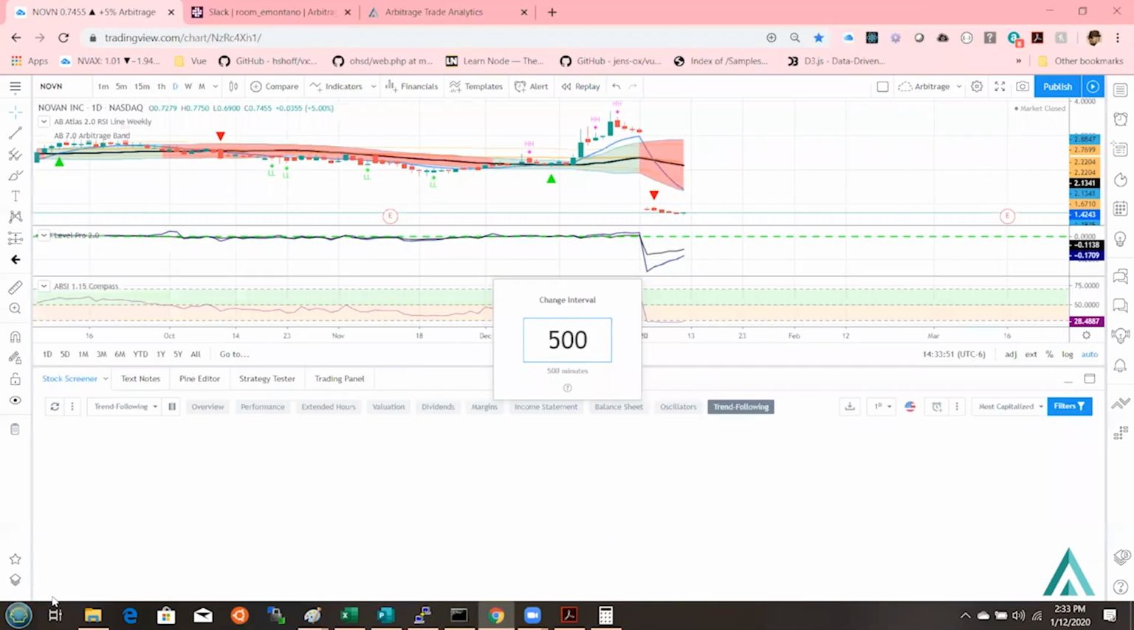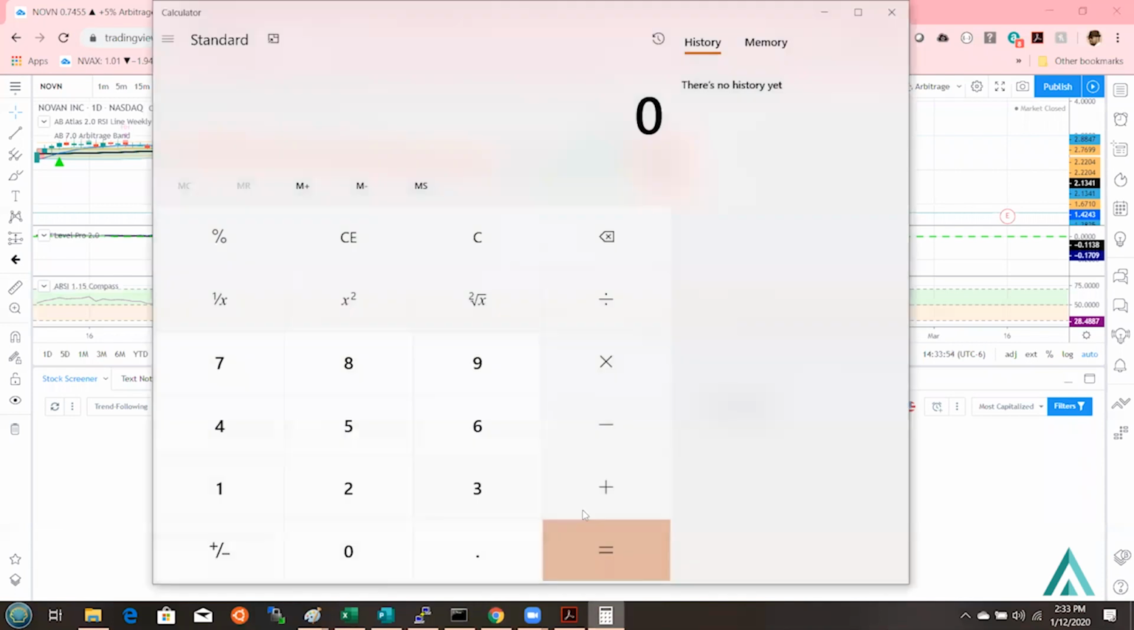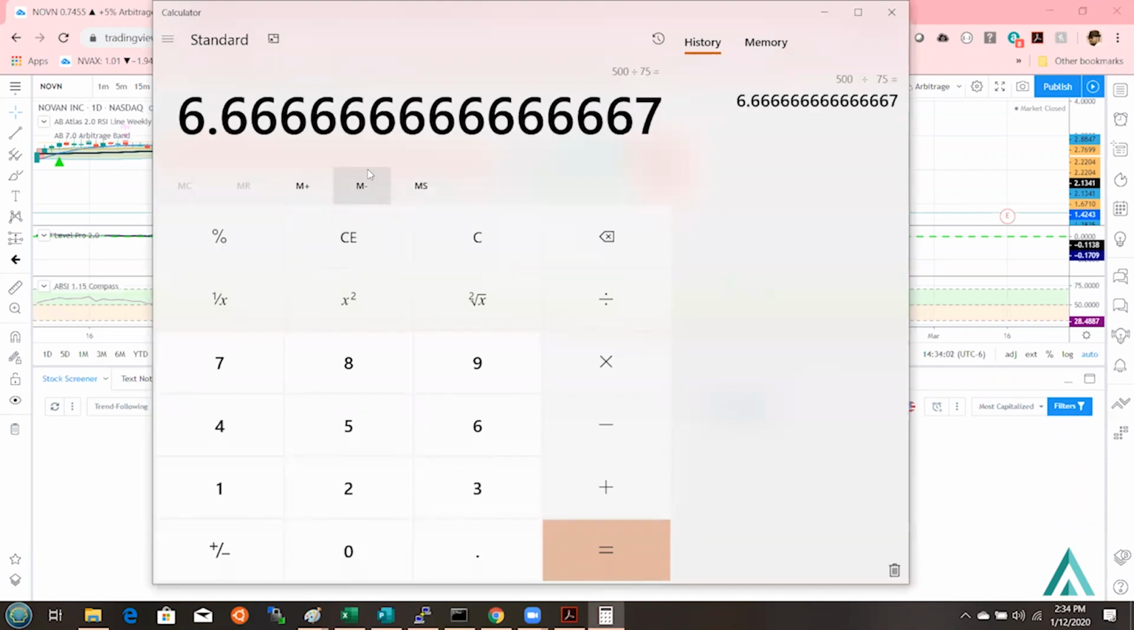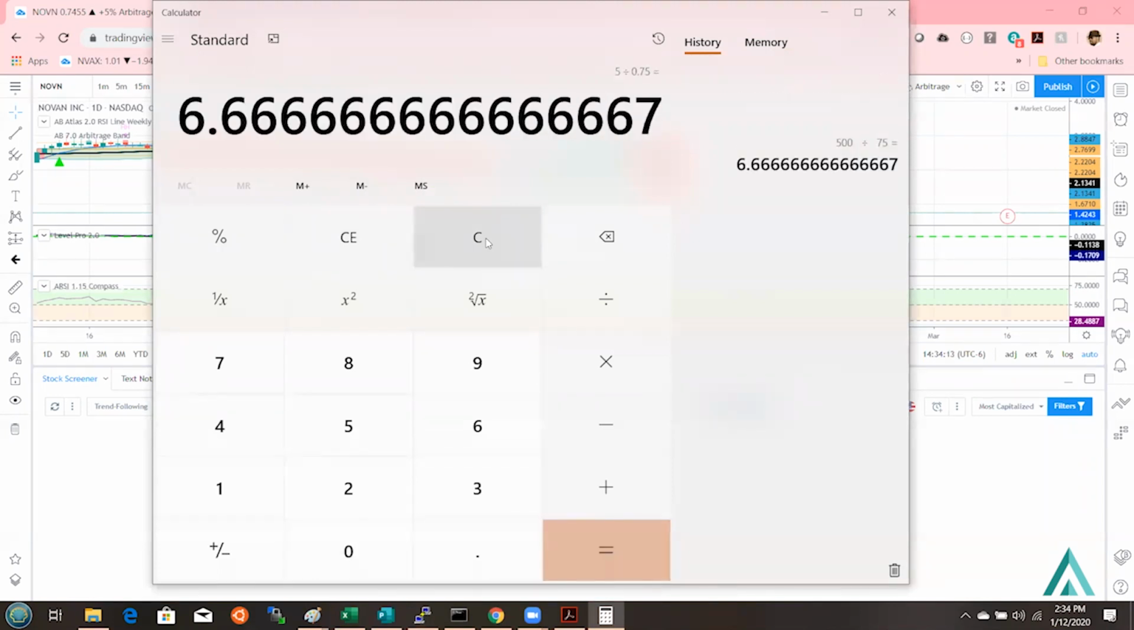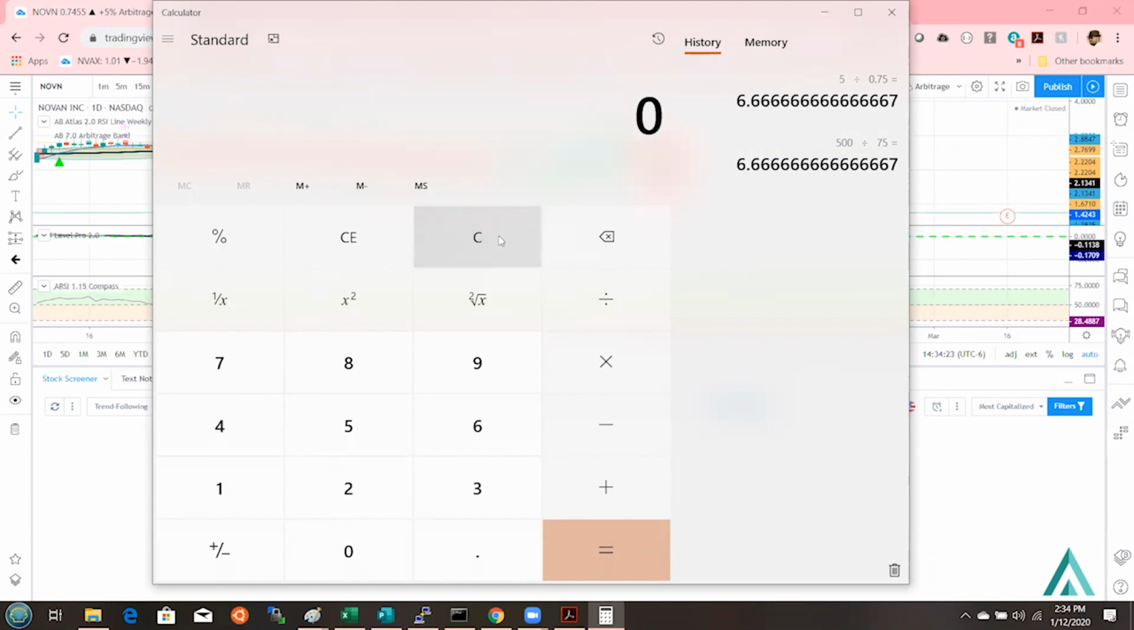Type in $5, divided by 75. I can buy 600. Okay, so that means, yeah, that works. So that means it goes in 6 times. So if I'm trying to buy, I can buy 6 times as many shares. So that means I can basically roughly buy 600 shares of this guy and use my $500.